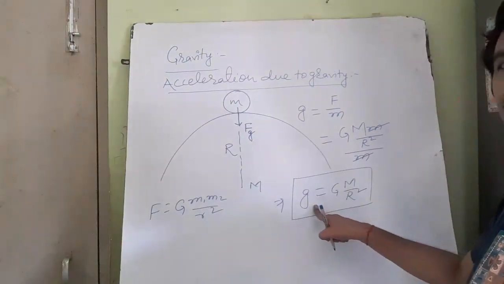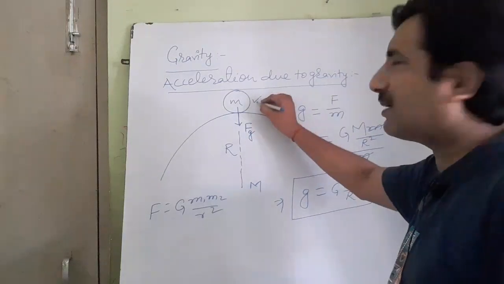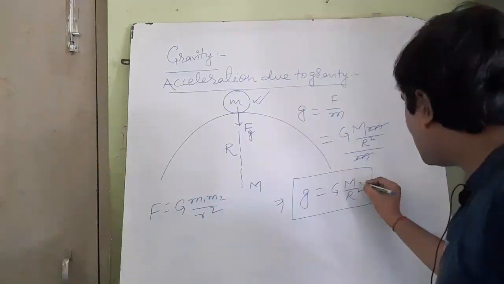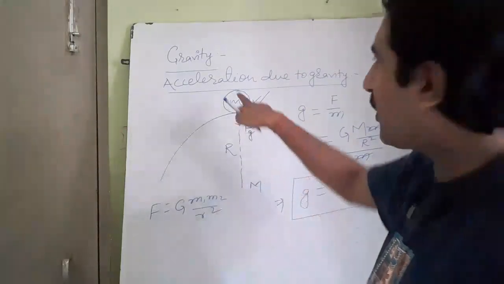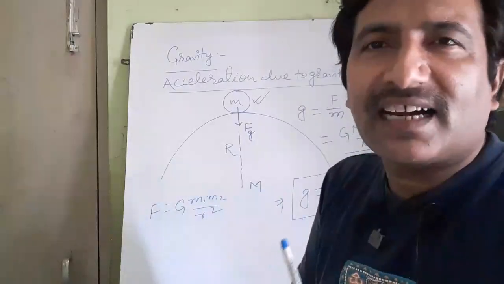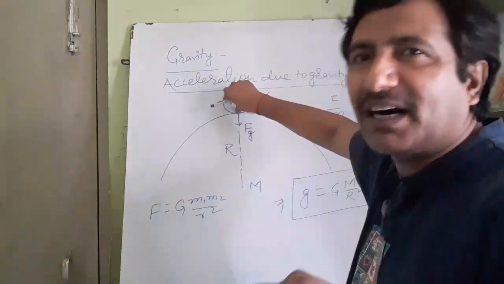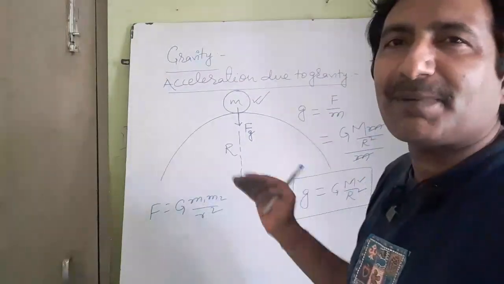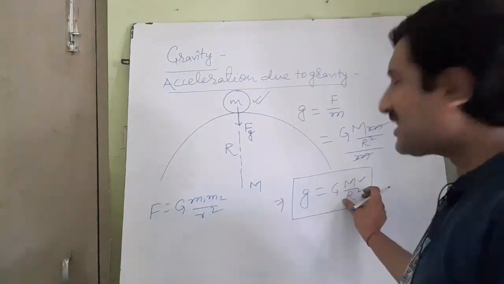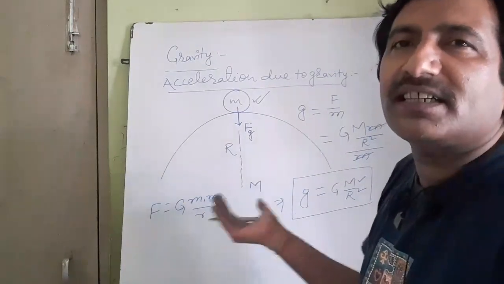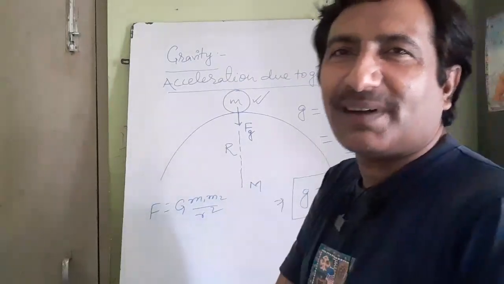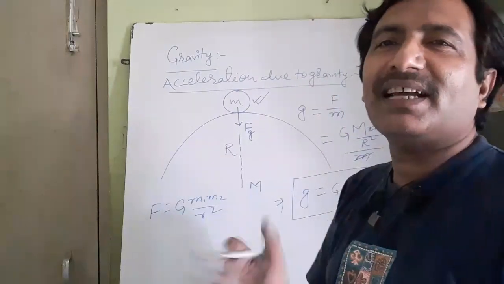This is the expression for acceleration due to gravity on the surface of the earth. You can see that this small g is independent of the mass of the body, because the mass of the body is small m, and here we have capital M, the mass of the earth. Whatever mass this body has, it will not affect the mass of the earth, so capital M will remain same. This capital R will also remain same because it is the radius of the earth, and capital G, you already learnt, is the universal gravitational constant, so it will never change.